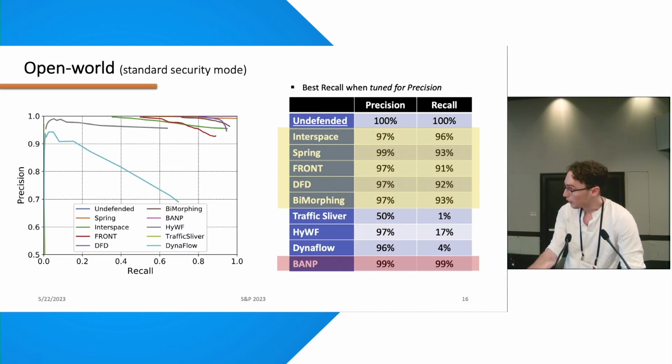I want to take a moment to highlight why that is. The BANP defense was originally proposed under a different attacker model, where the attacker doesn't train a defense-specific model. But as you can see, when we do train a model on these adversarial samples, they lose their adversarial properties because the model learns the adversarial noise.